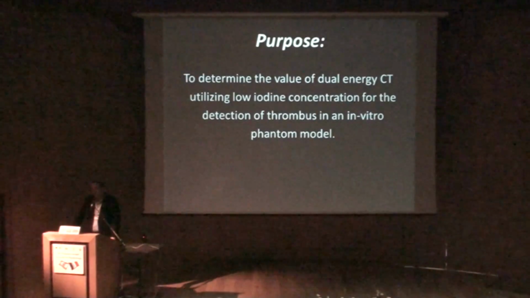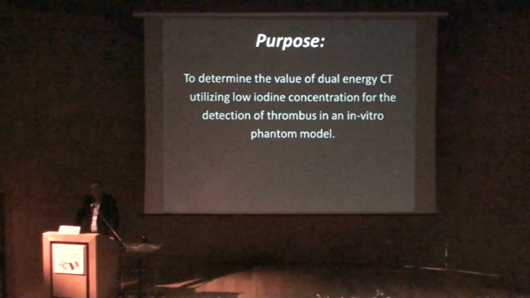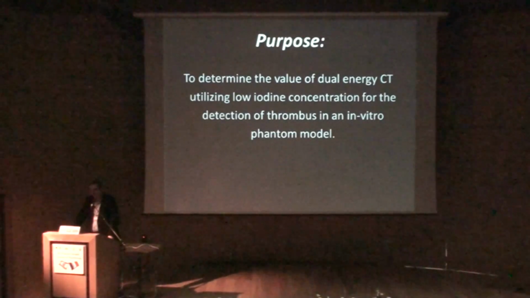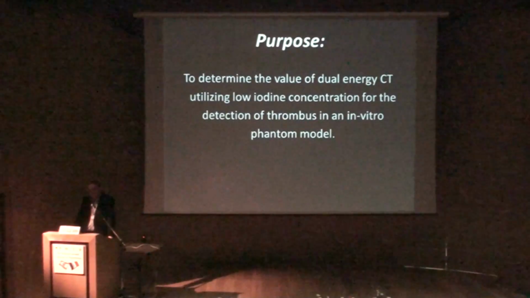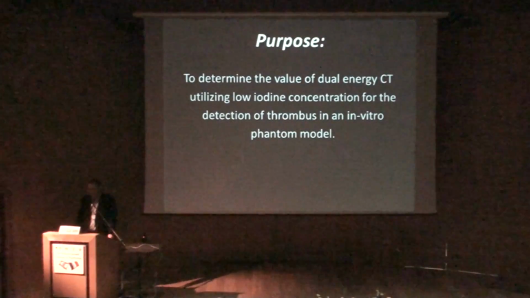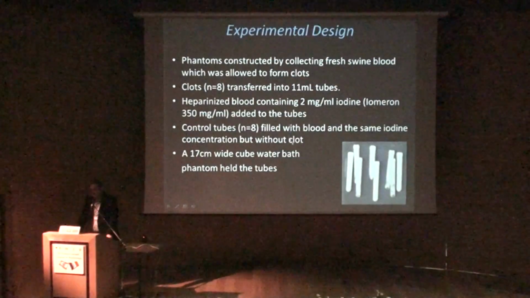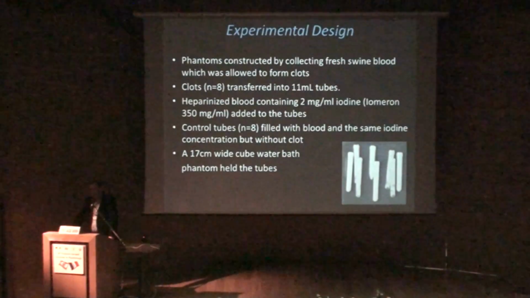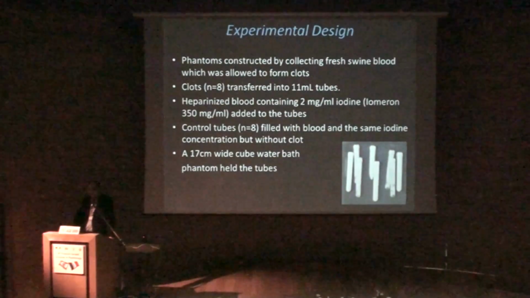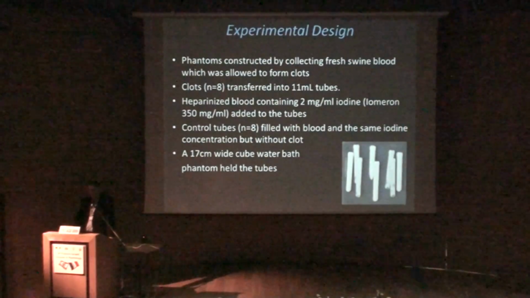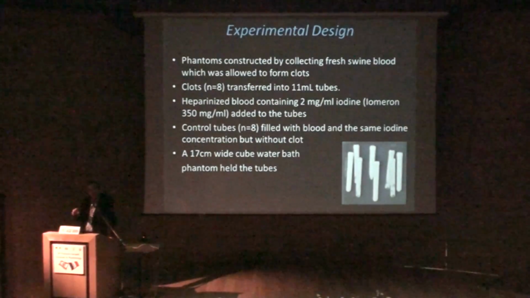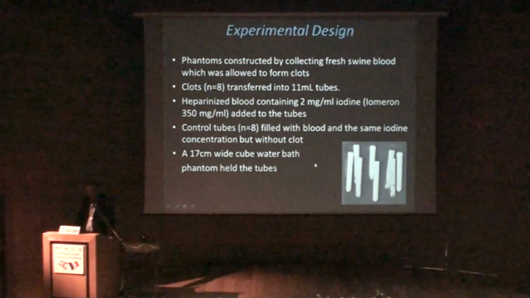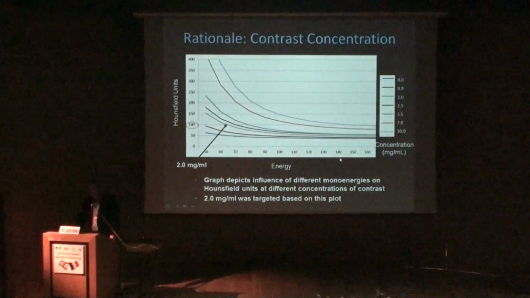And we wanted to evaluate it, so we did a phantom study to see whether it works. We wanted to determine the value of dual energy CT using very low iodine concentration for the detection of thrombus in an in vitro phantom model. And we used tubes. We took some blood from swine. We formed thrombus inside those tubes, and we filled them with contrast that is very diluted. And we looked at the different concentrations, and we did a preliminary study.